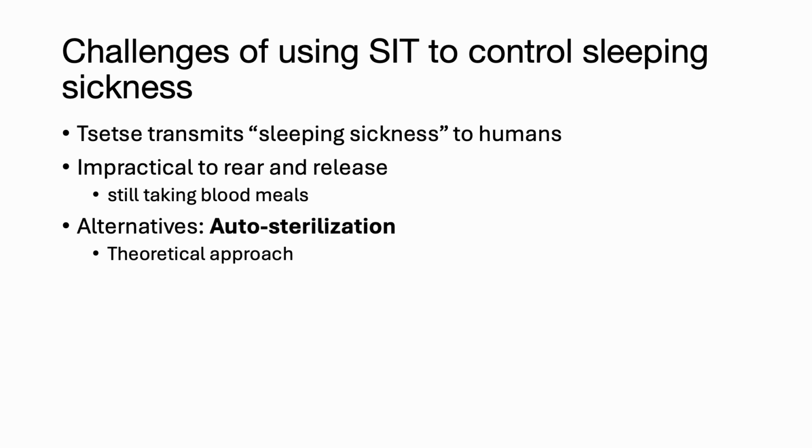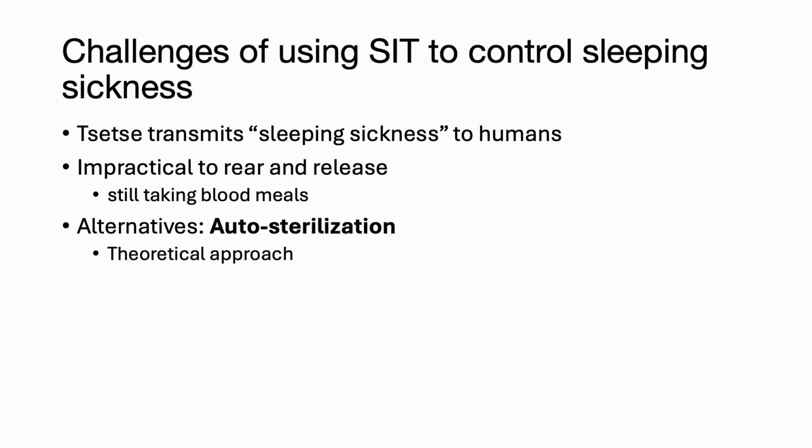transmitted through tsetse flies. The release of tsetse flies, sterile or not, is impractical because regardless of their gender, they are still biting human hosts, as male tsetse flies also feed on blood. Therefore, this increases the risk of disease spread, making it impossible to reduce biting by only releasing males. An alternative to this process of SITs is auto-sterilization.